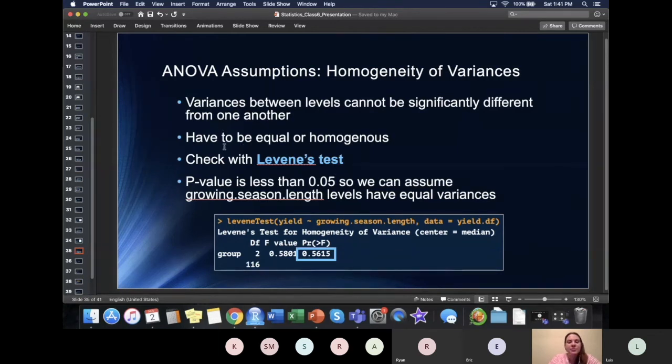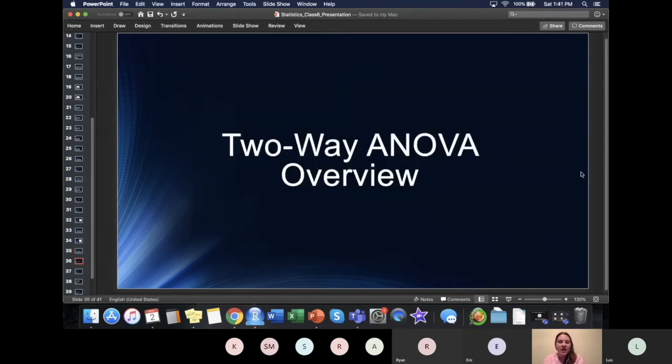In order to test this, we use Levene's test. Levene's test looks at homogeneity of variances. If our p-value is below 0.05, that's a problem. That means that our variances are not equal to one another significantly. In this case, we're getting a p-value of 0.56, which means our variances are not significantly different from one another. We can think of them as equal and assume that that's okay and move on. So that, in addition to outliers, those are our assumptions.